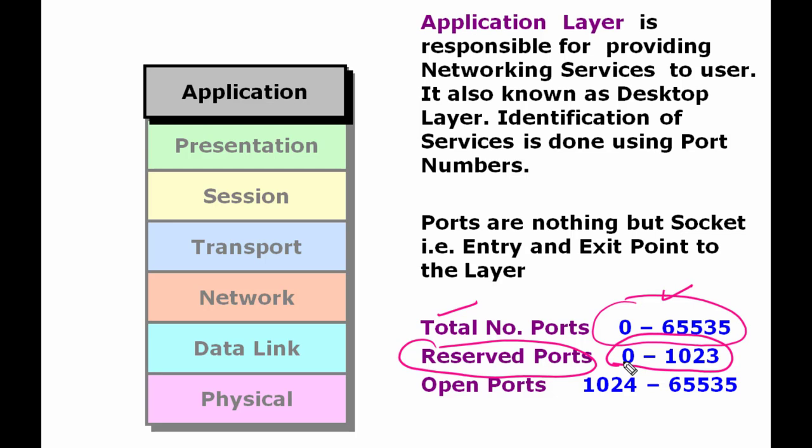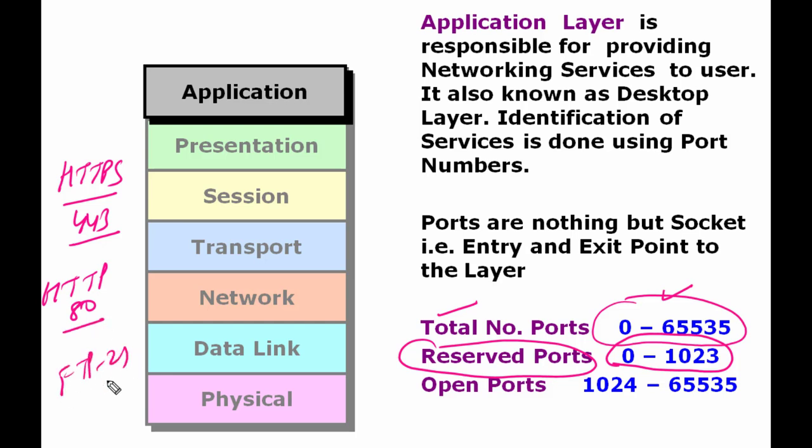Now what is the meaning of a reserved port? Reserved ports are ports that are already reserved for one specific protocol. For example, HTTPS is reserved with port 443, HTTP is reserved with port number 80, and FTP is reserved with port number 21. These are reserved ports. Open ports are ports that are not well defined. We can check the list of TCP and UDP port numbers. Open ports are just open, and are used for many services.